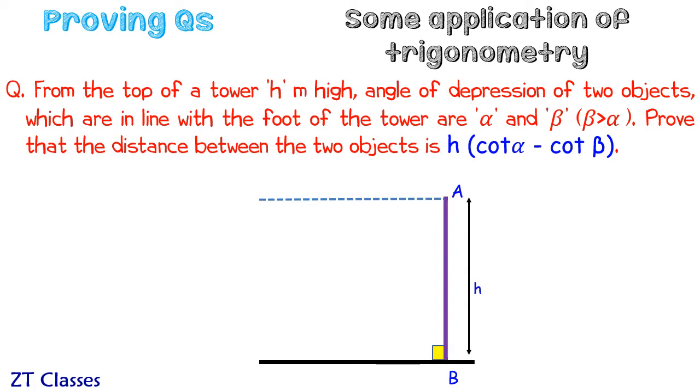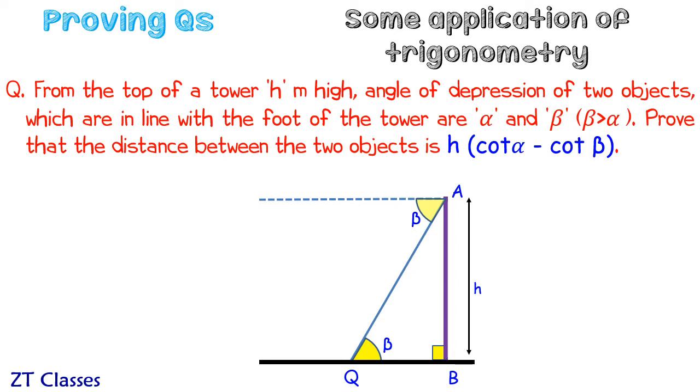So let's draw this first. The observer who is closer is Q and its angle of depression is beta degrees. Now if you see, these two lines are parallel to each other, and thus by alternate interior angles, angle EQB will also be beta degrees.